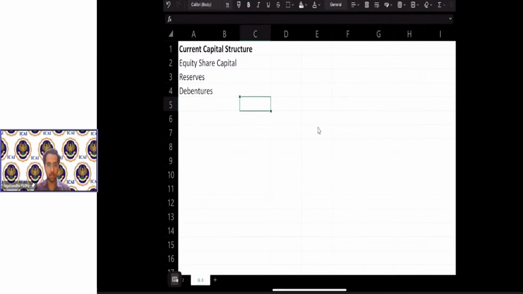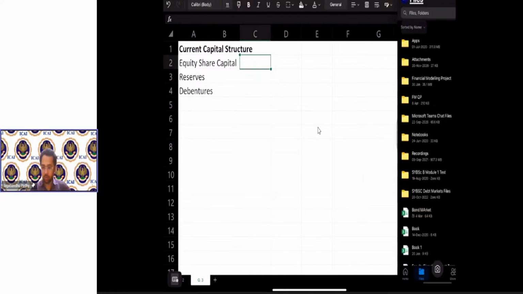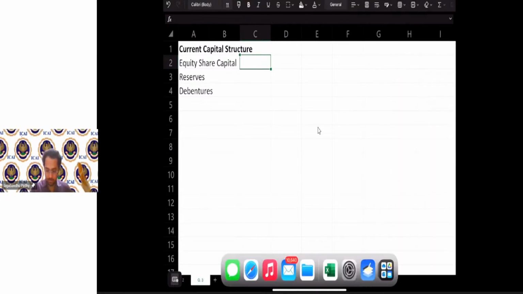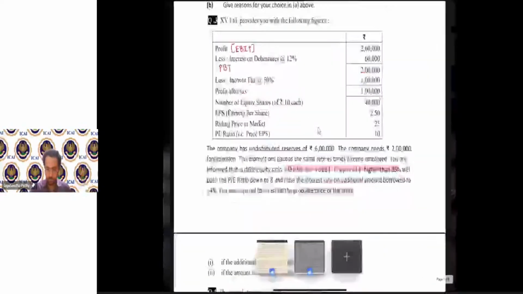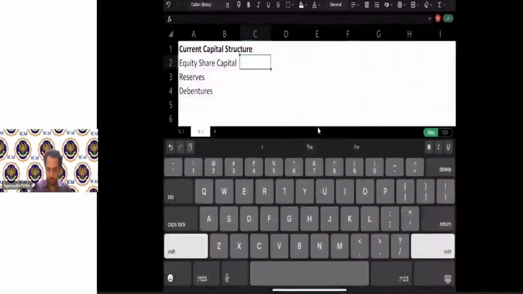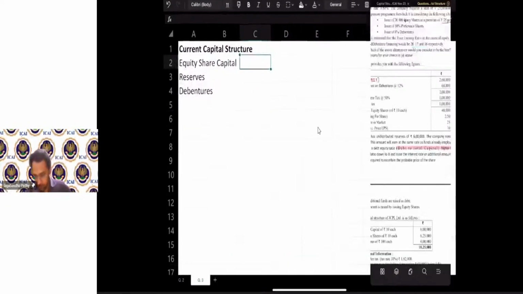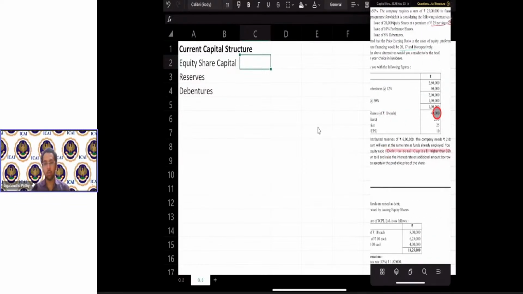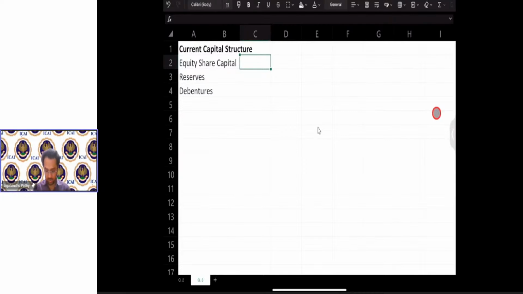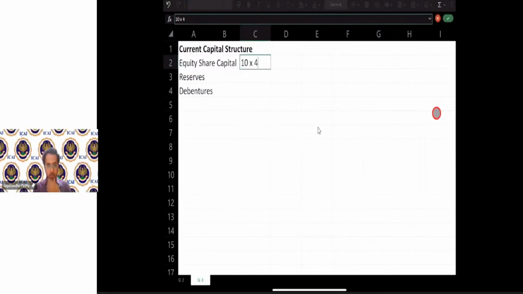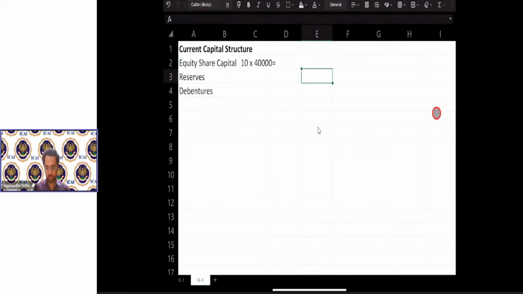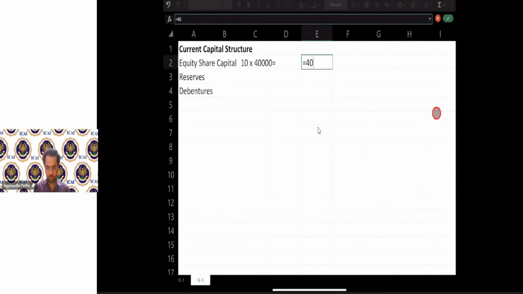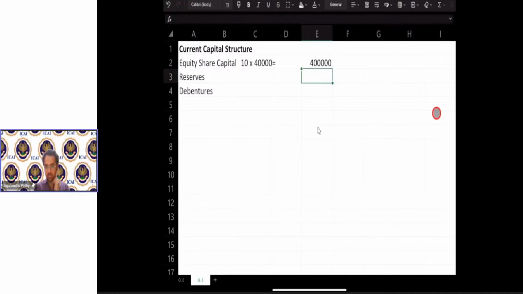So equity share capital is, as of now, the equity share capital that we have. How do we get that equity share capital? You can see the number of equity shares of rupees 10 each, and 40,000 is the count of shares. So the equity share capital is 10 multiplied by 40,000, which is 4 lakh.